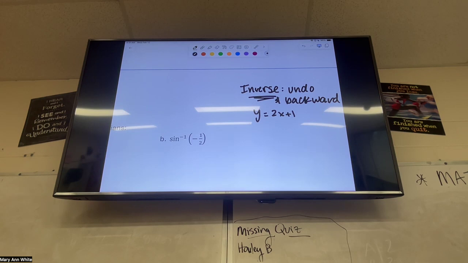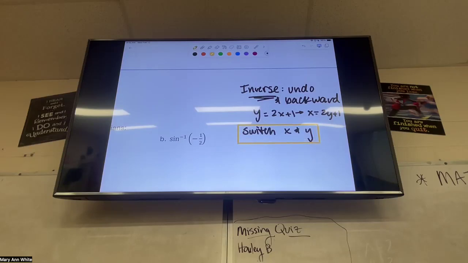Carson? Switch the x and y. Very good. We'd switch our x and our y. So we go like x equals 2y plus 1, and then we solve that out, right? So the whole point of inverses is we are switching our x and our y. So we're going to take that concept and put it into this like trig function stuff, okay?